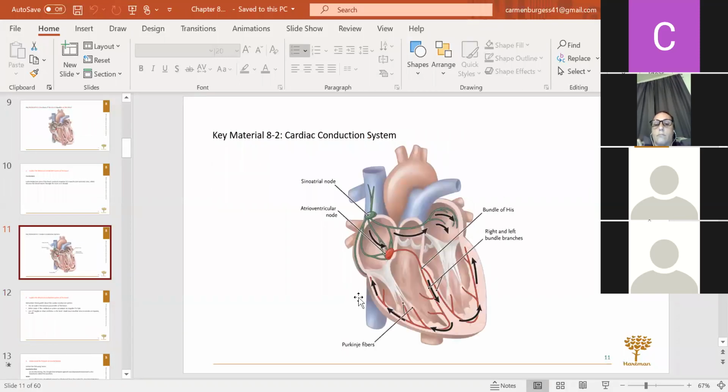And this is that same picture, but now you can see your SA node, your AV node, your bundle of His, and your AV junction is up here. But just know it's right here when you get to the bundle of His, and then your left bundle branches, and you see the numbers here, because they're basically stimulating this heart muscle to beat.